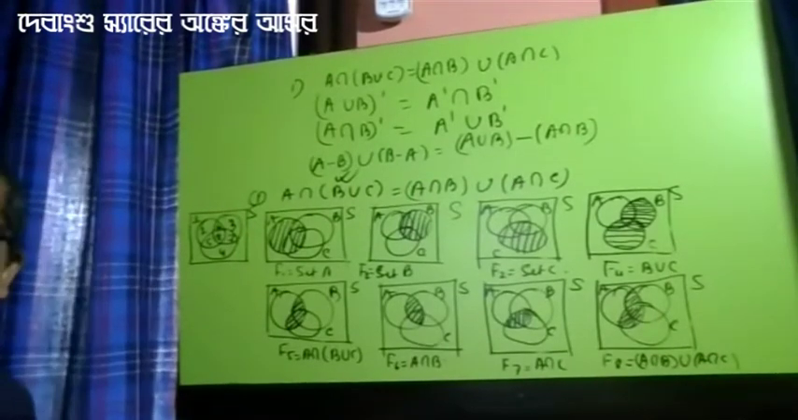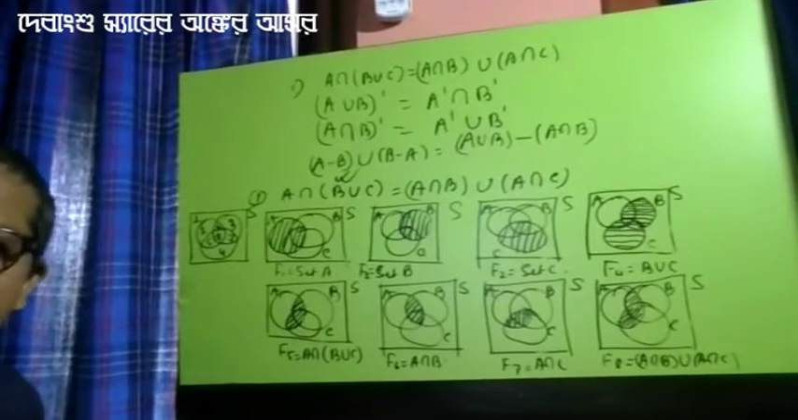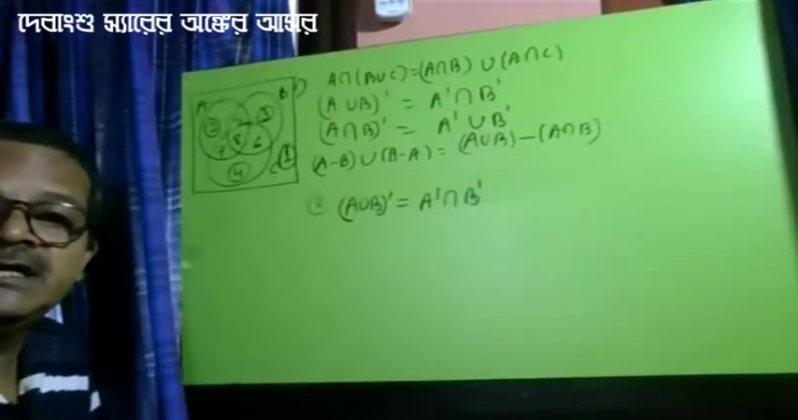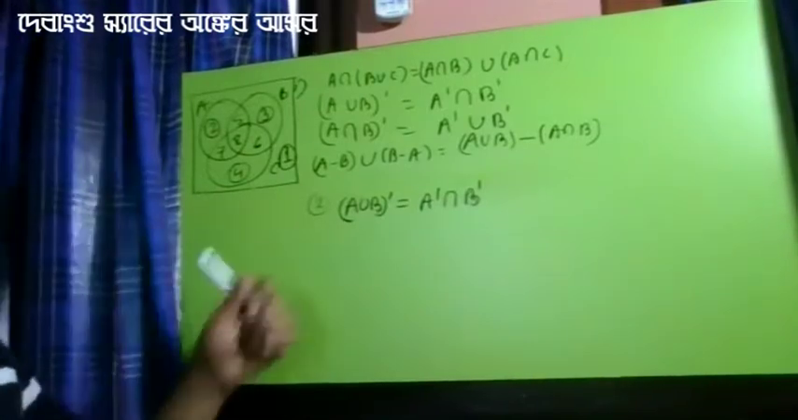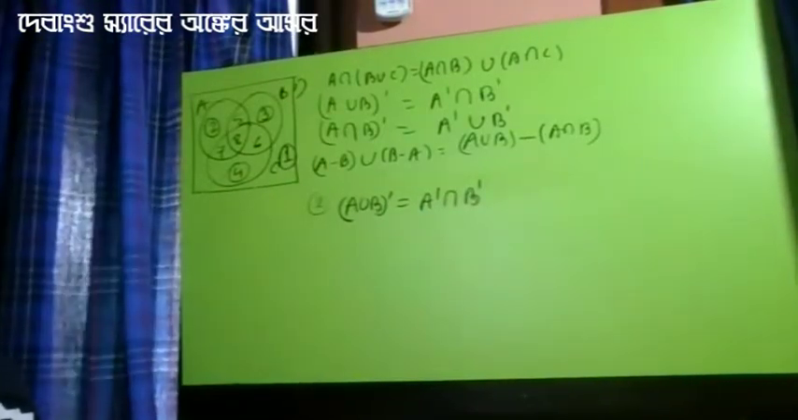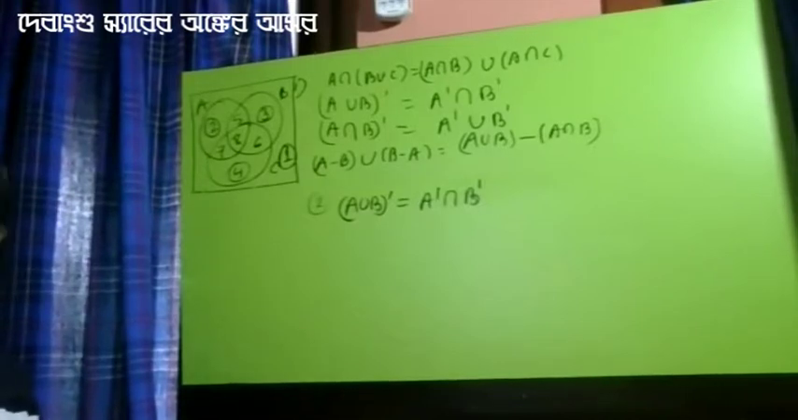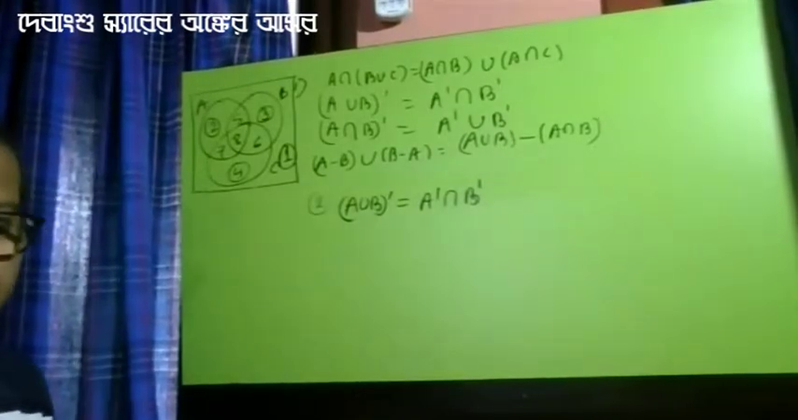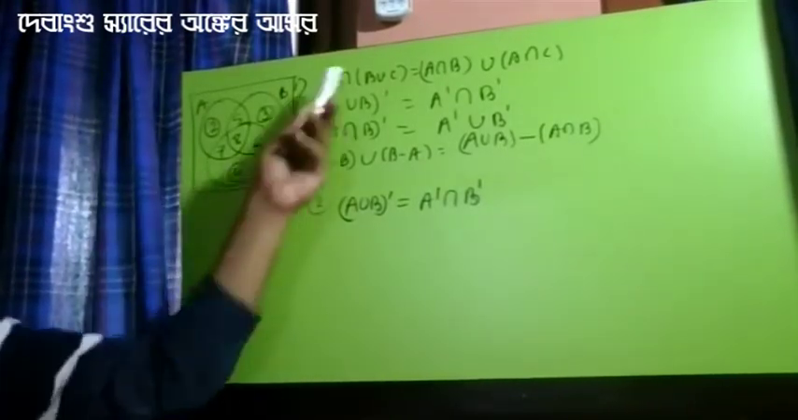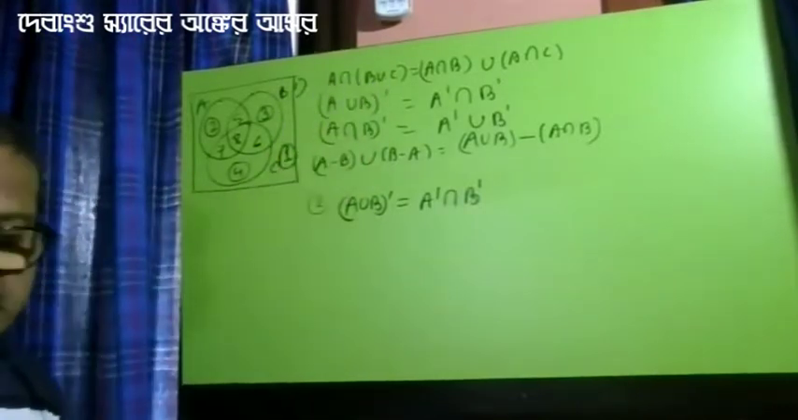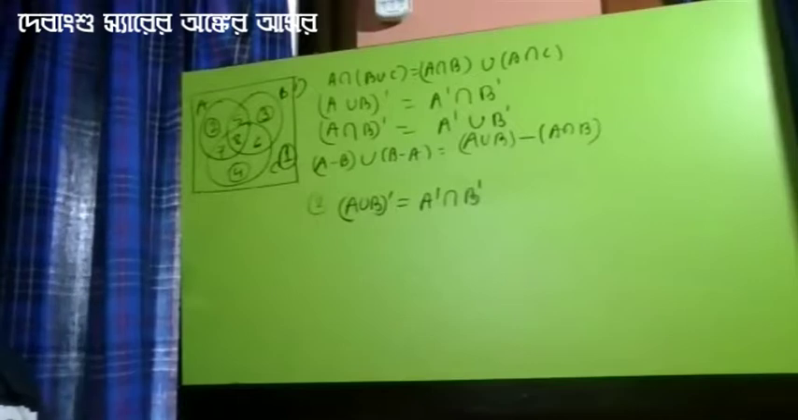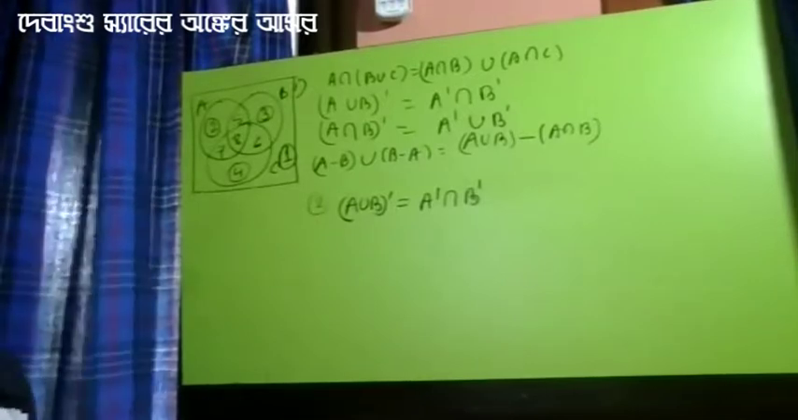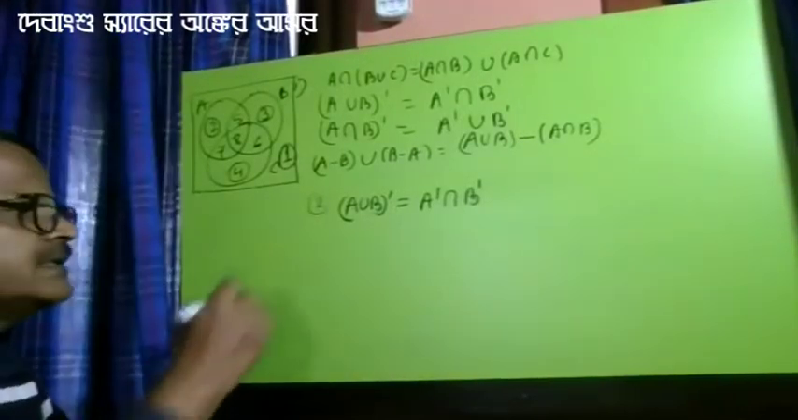Clear? Now I am pausing the video. Next, I am going to prove this theorem. Now see, this theorem contains only two sets A and B. So within the universal set, I have to draw two circles. The previous sum consisted of three circles, so we drew three circles. In this case, two circles.